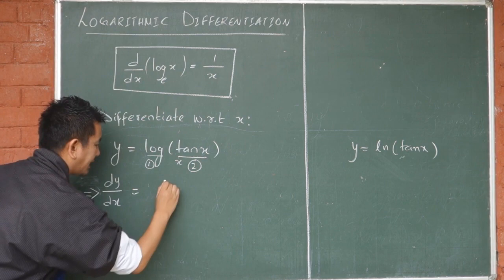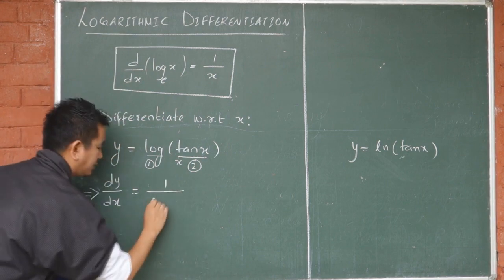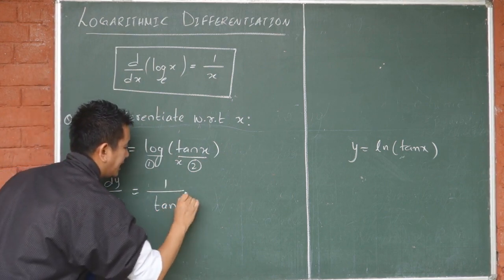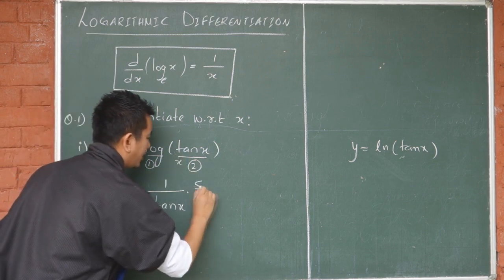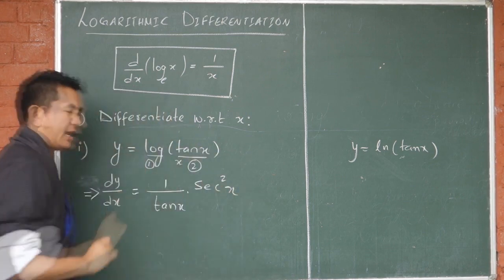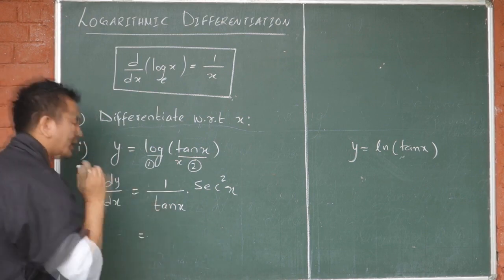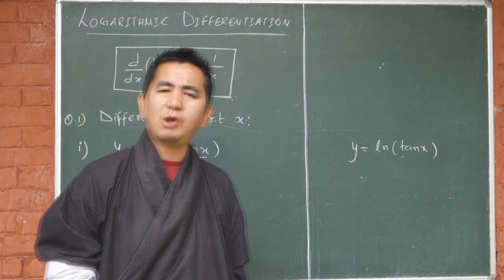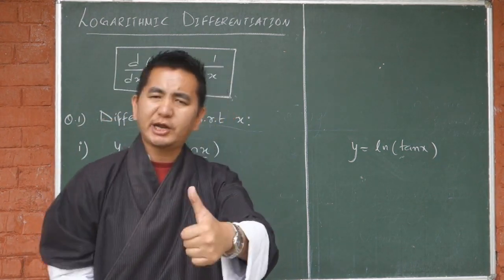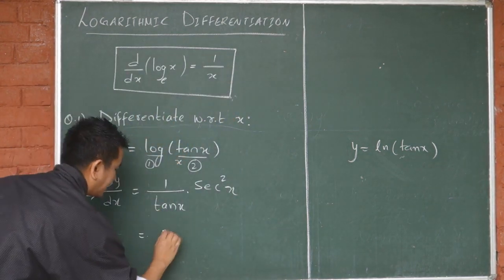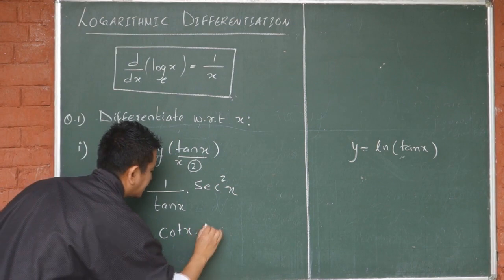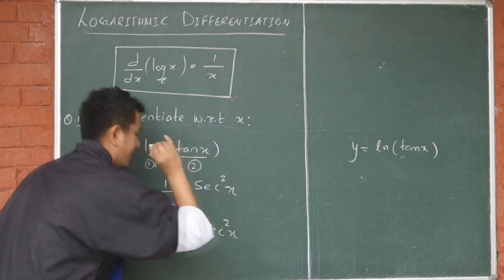So now log x. What's the differentiation of log x? It is 1 by x. In place of x we have 1 by tan x. Now differentiate tan x, we have nothing but sec square x. But this is not the final answer. We know what's the reciprocal of tan? Reciprocal of tan is cot x, isn't it? So 1 by tan x is nothing but cot x times sec square x.